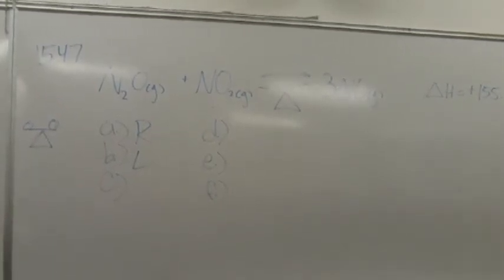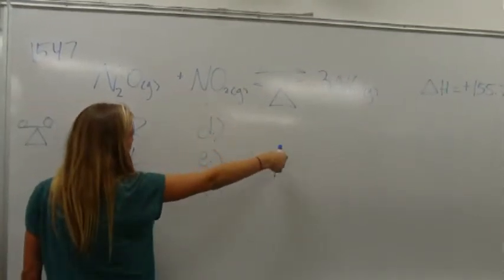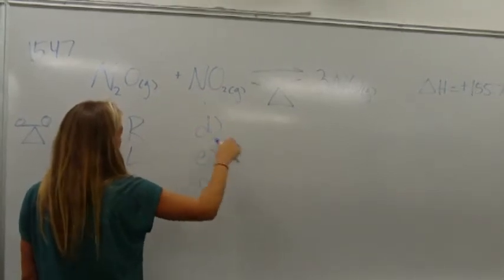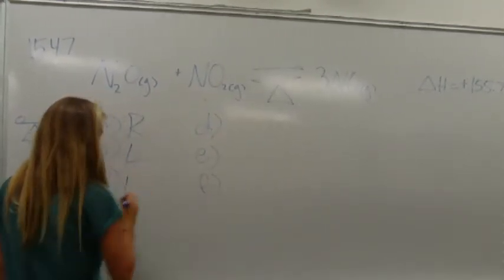Letter C, adding NO. So that's over there. If you add NO, that side's going to get heavy. So you're going to want to add more reactants over here to balance it back out. So if you're adding more reactants, that means you're also going left.